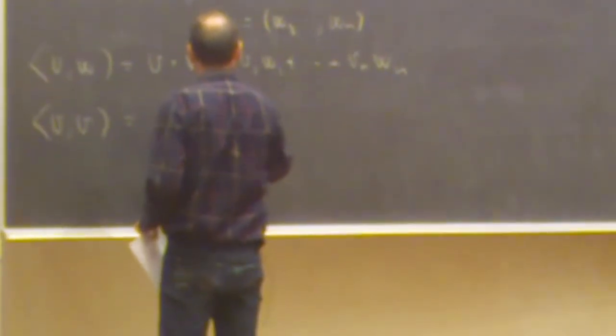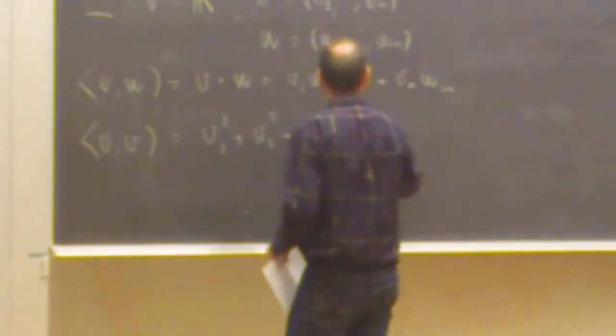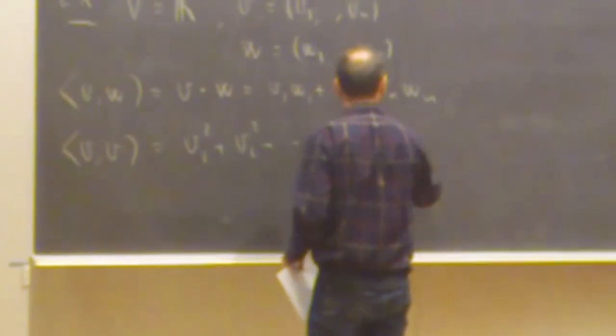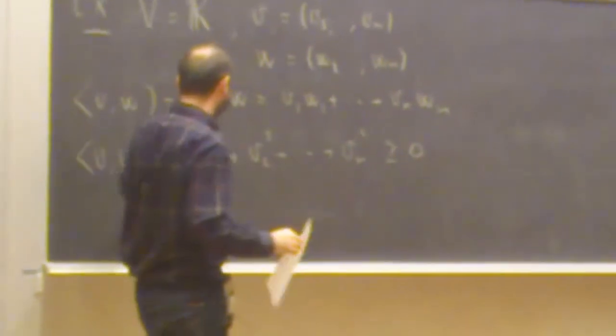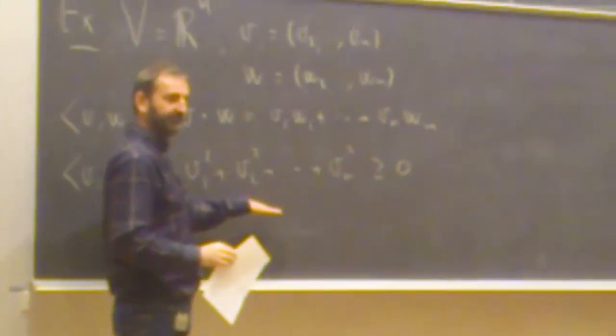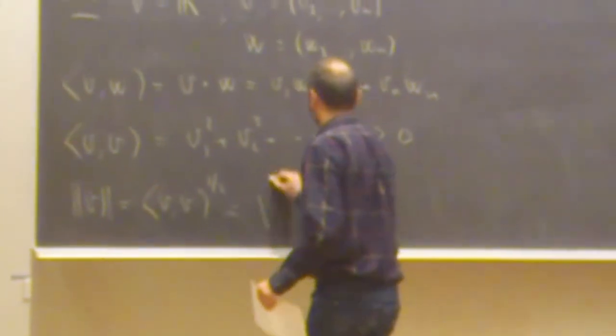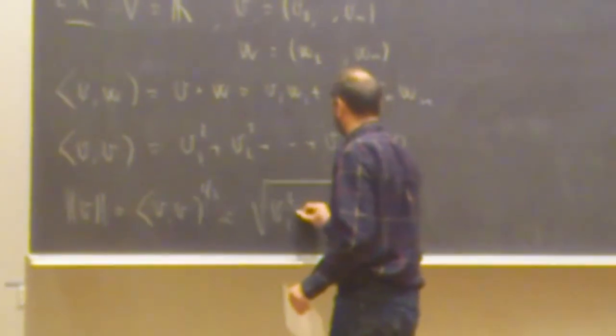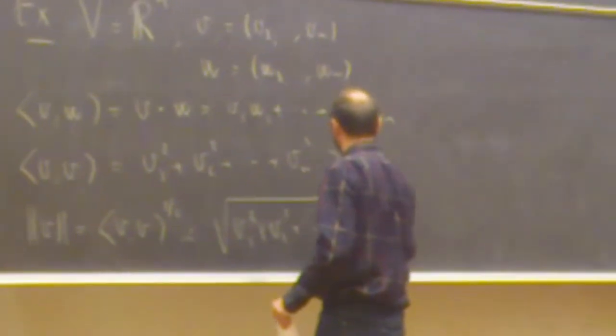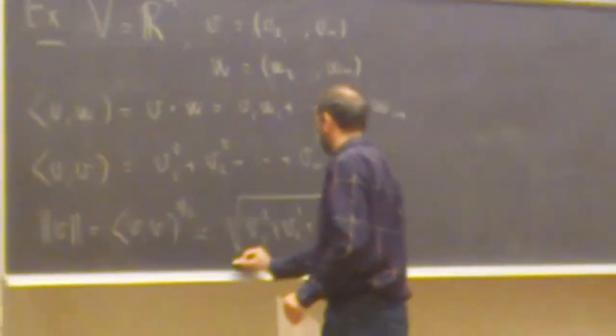I'm sure you've seen it before, and I will not prove it here. One of the things you should always calculate is v inner product v, and if you do that, you see this is v1 squared plus v2 squared plus dot dot dot plus vn squared. We know this is always positive, and it is 0 if and only if v is 0. Moreover, the norm of v is the square root of v inner product v, so this is the square root of this expression here. So this is an expression for the norm coming from the inner product.